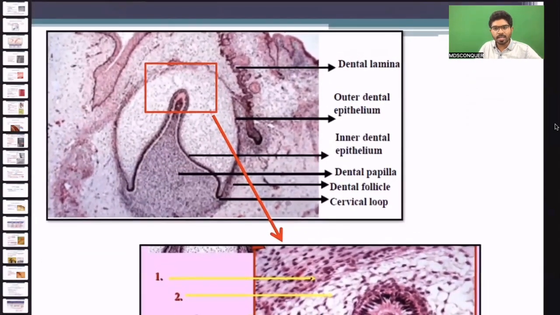Diagram based. I hope you can answer this. Okay, so cap stage, bud stage, bell stage, and all these are diagram based. Very, very important. They can mark a layer and ask you to identify which layer it is.